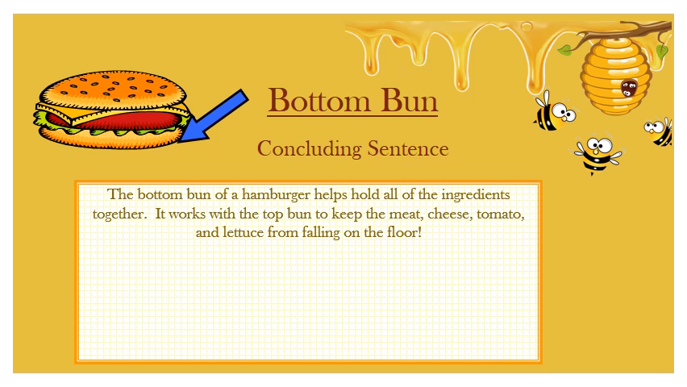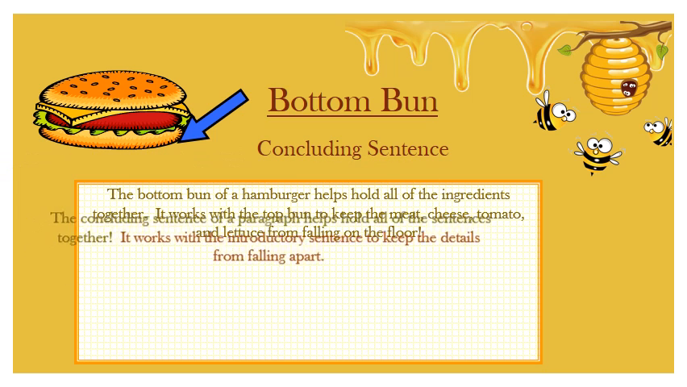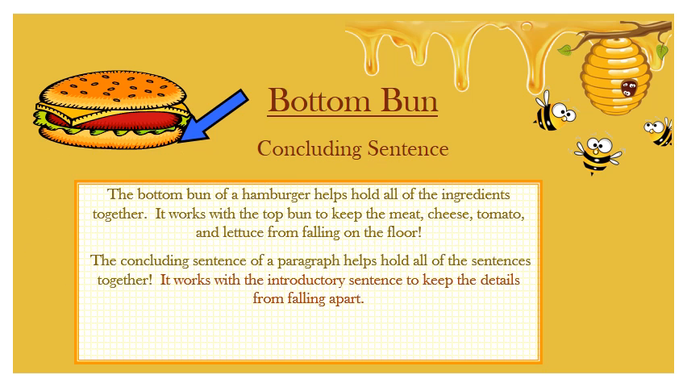It works with the top bun to keep the meat, cheese, tomato, and lettuce from falling on the floor. The concluding sentence of a paragraph helps hold all of the sentences together. It works with the introductory sentence to keep the details from falling apart. So you see, the concluding sentence and the bottom bun have the same function.